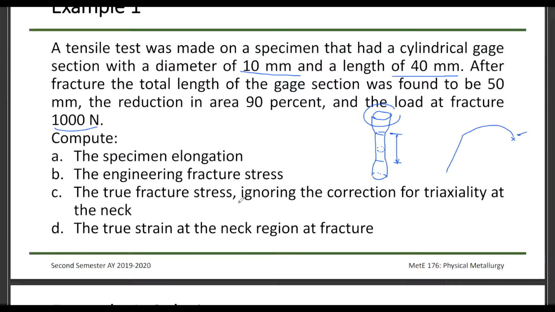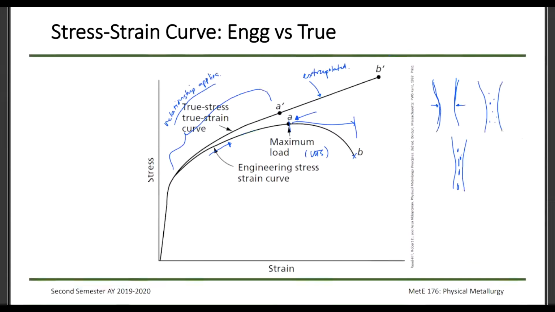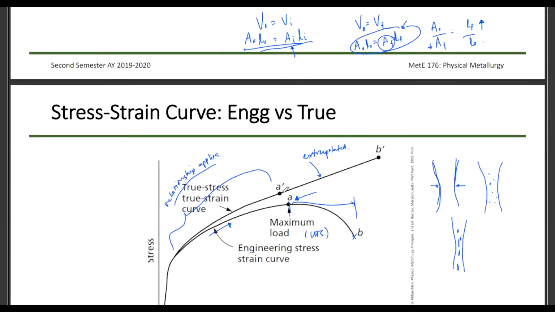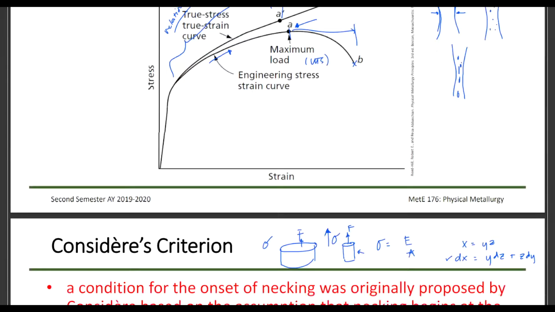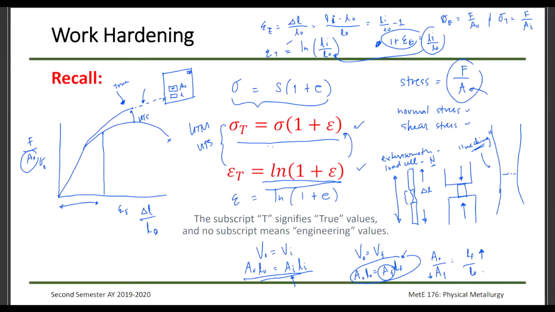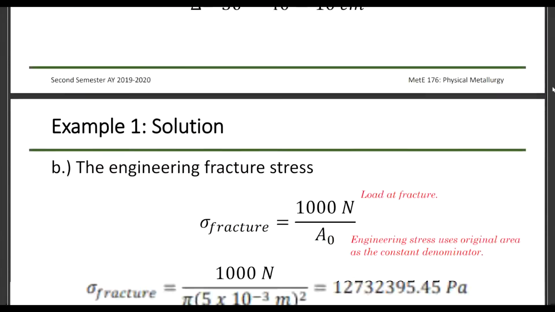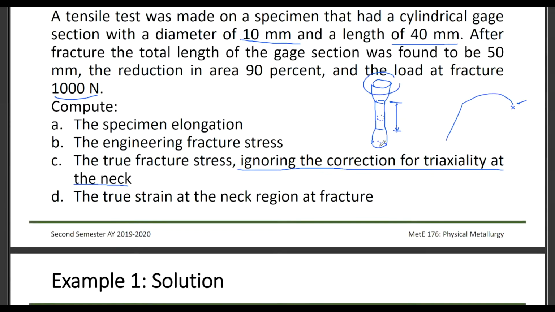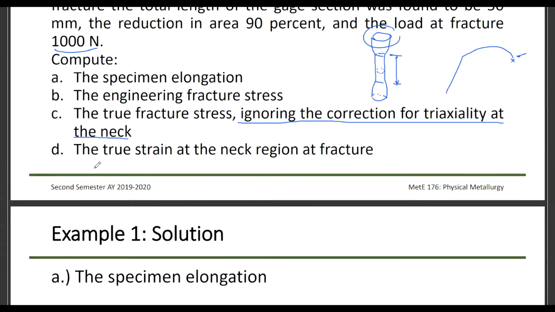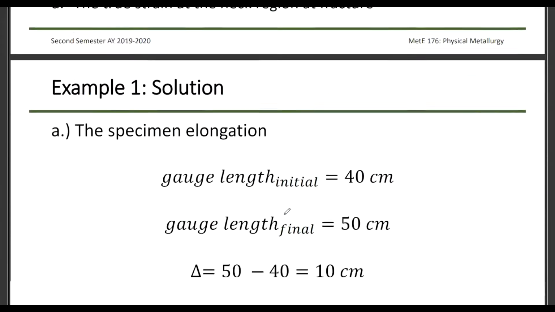at the neck. Meaning, let's ignore the fact that after necking, the relationship should no longer apply. So that's what I mentioned earlier, we said that beyond the UTS, the relationship of true stress versus true strain should no longer apply. Okay? Then the last thing we compute is the true strain at the neck region at fracture.